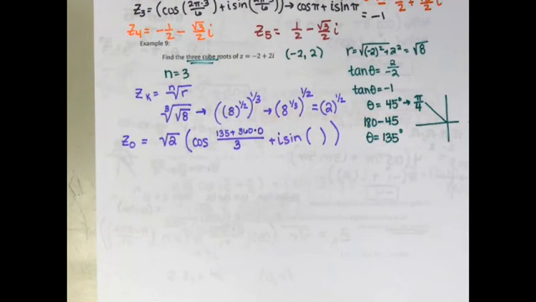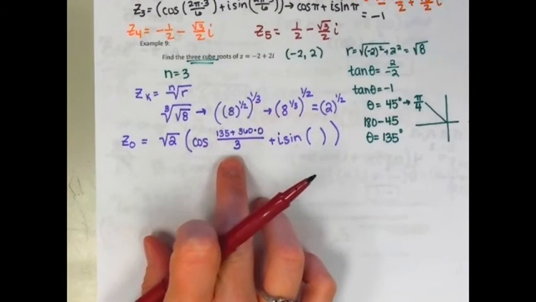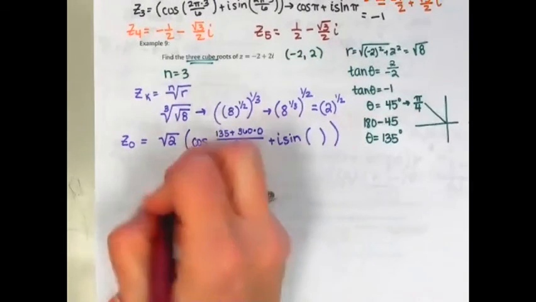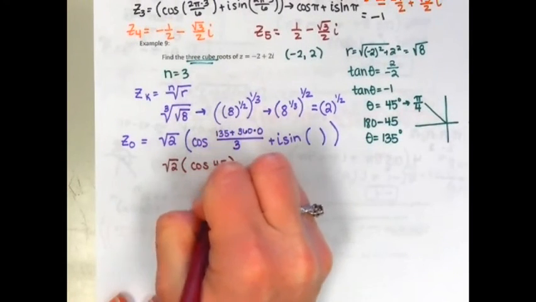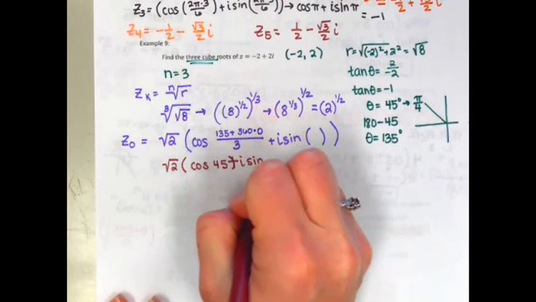Is that okay? All right. Now, what is 360 times 0? You don't need your calculator. What's 360 times 0? 0, plus 135. Okay, you don't need your calculator for that one. It is 0, right? And 0 plus 135 is 135. What's 135 divided by 3? 45. So we have the square root of 2 times the cosine of 45 plus I sine of 45.